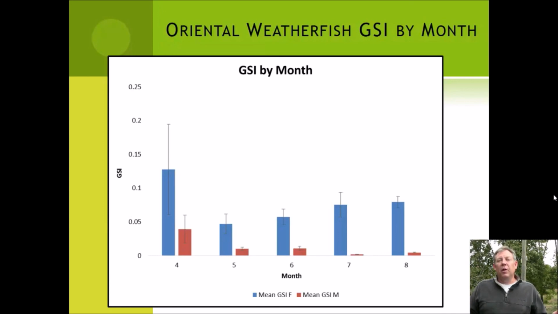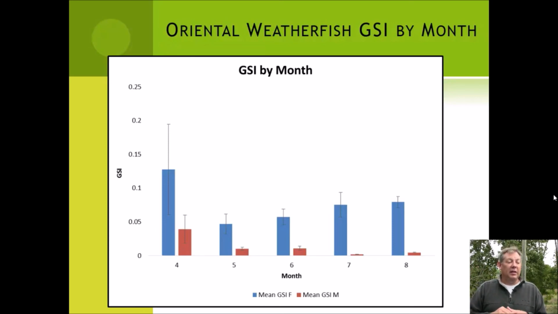And here's an example from a study we did with oriental weatherfish, which is an invasive species up by Chicago. The blue is the mean GSI for the females, and the maroon is the mean GSI for the males. And months are the numerical months, so April, May, June, July, August. And you can see how in April, the female GSI is high, the highest we recorded. And then in the next month, it's dropped off quite a bit. And then you can see this slow increase as the summer progresses.